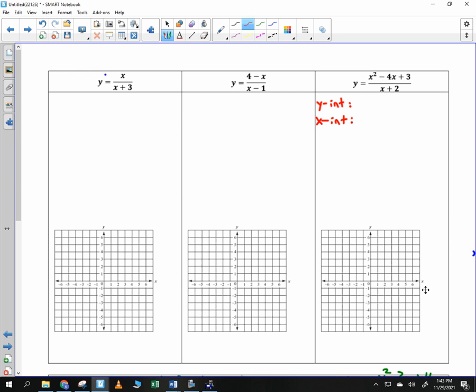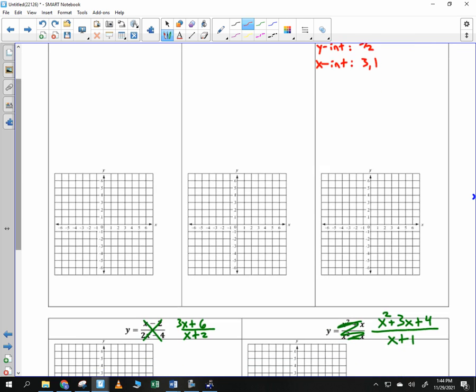How do I determine the y-intercept again? Plug in 0 for x. If x is 0, what's the output? 3/2 is going to be the y-intercept. How do I determine the x-intercept? Look where the top is equal to 0, so we're going to factor to x minus 3 and x minus 1. So that means I have positive 3 and positive 1. So I already know that the graph crosses at 3 and 1, and it also crosses at 3/2 for the y-intercept.